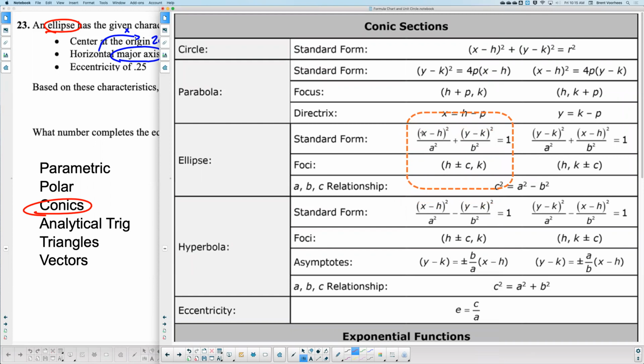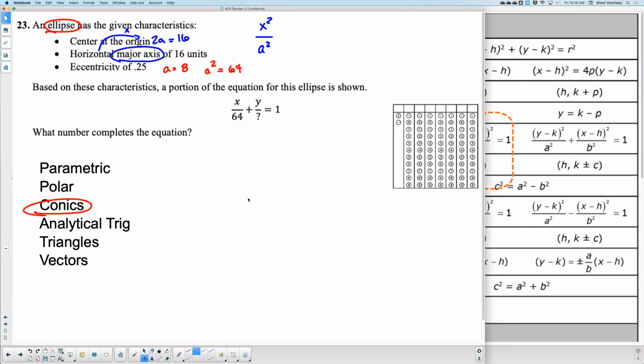Here's an ellipse. It has the x squared over a squared of 8. So what am I missing? What's that question mark represent? B squared. We need to solve for b squared. And this is not right. This should be squared and squared. Those equations should be squared. Okay, we are missing b squared. That's what we are looking for.